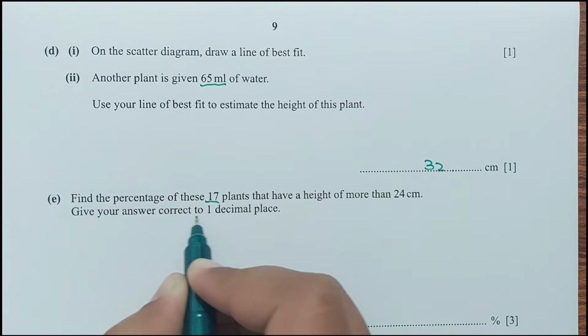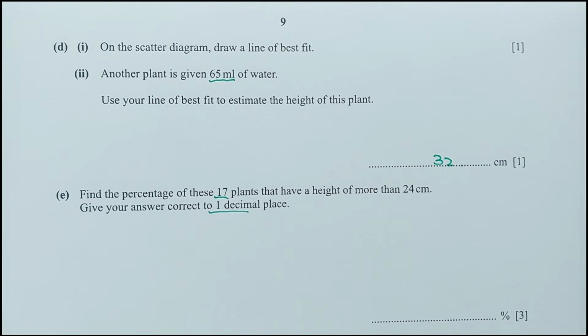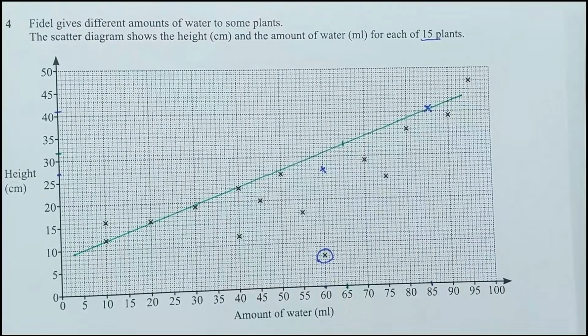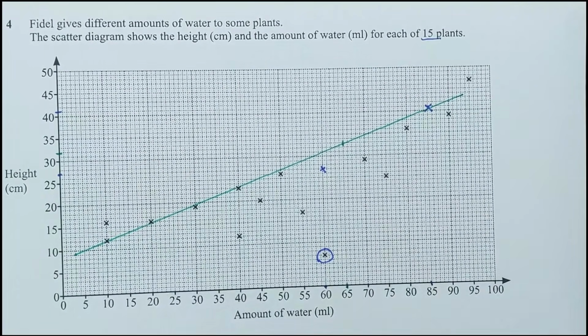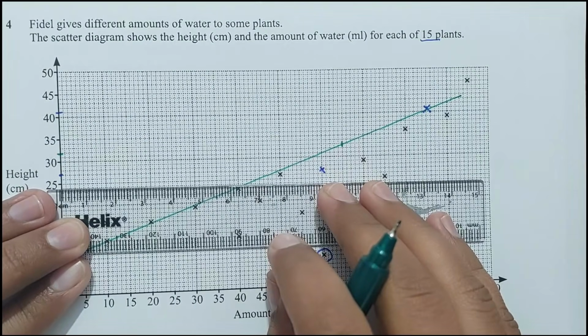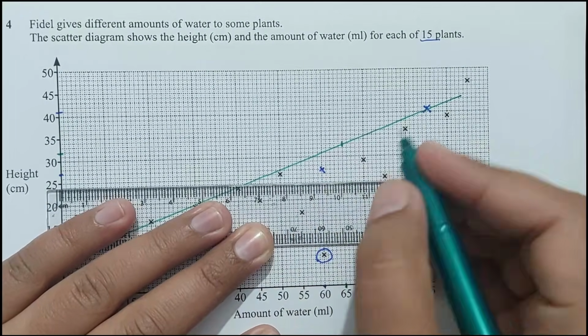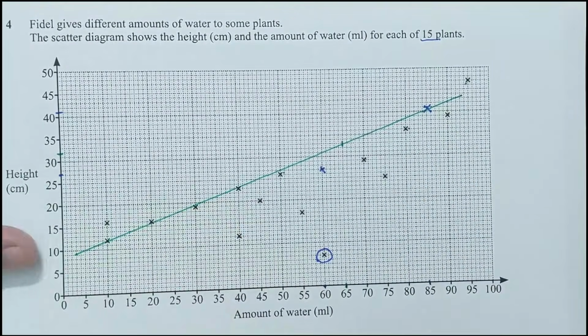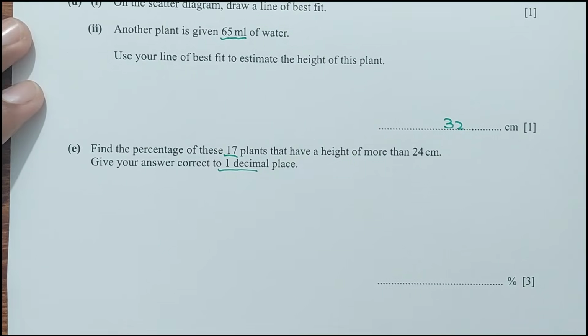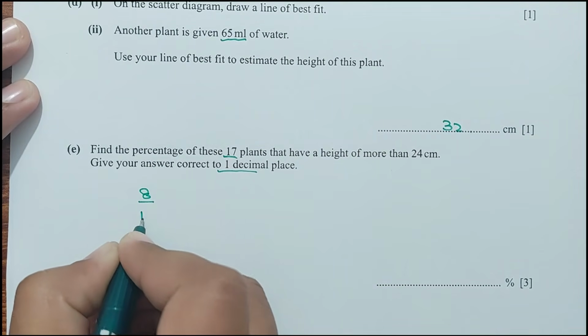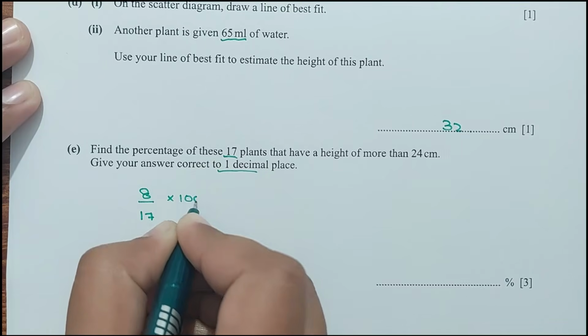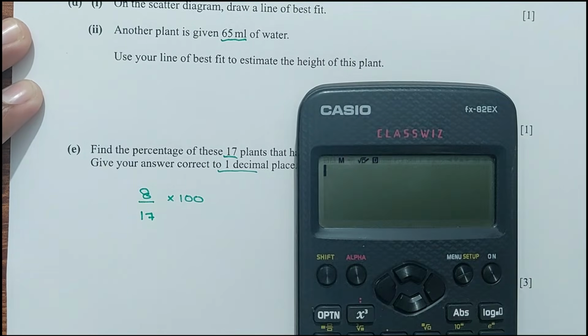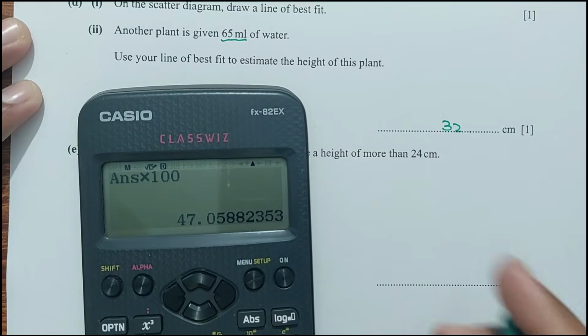Now for part E, find the percentage of these 17 plants that have a height more than 24 centimeters. Give your answer correct to 1 decimal place. More than 24 centimeters. The height is more than 24. So this one is 25 and this is 24. How many plants are more than 24 height? 1, 2, 3, 4, 5, 6, 7, 8. 8 plants have a height of more than 24 out of 17 plants, and for percentage times it by 100 up to 1 decimal place we have to solve. 8 divided by 17 times 100 is 47.1%.